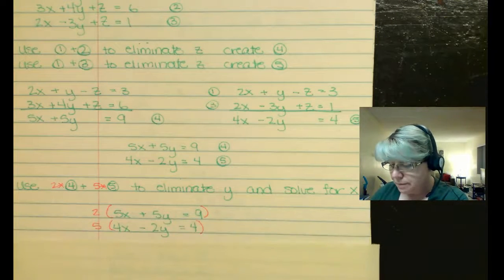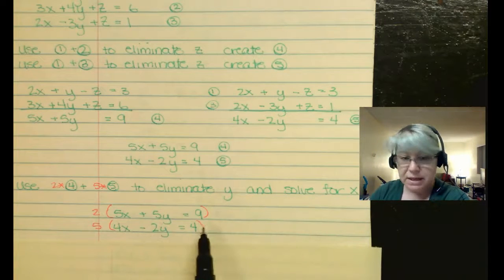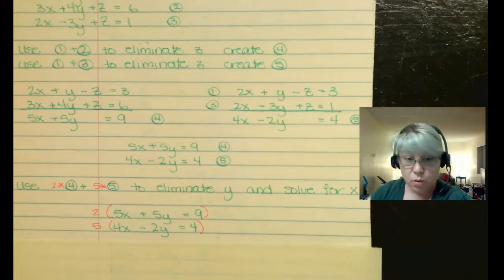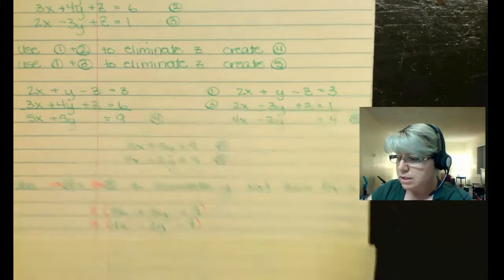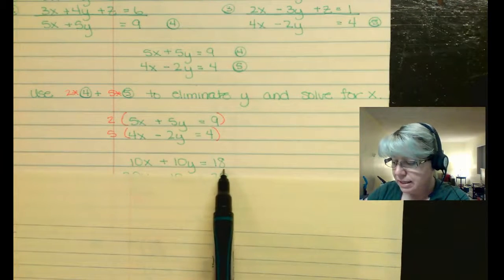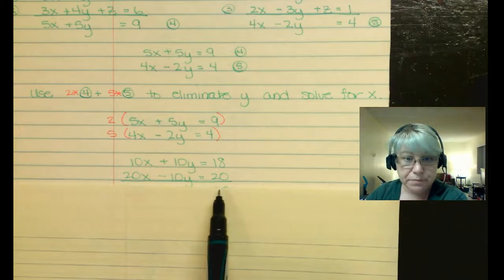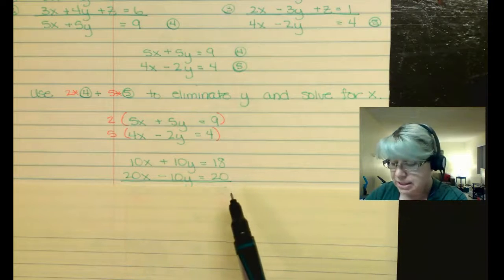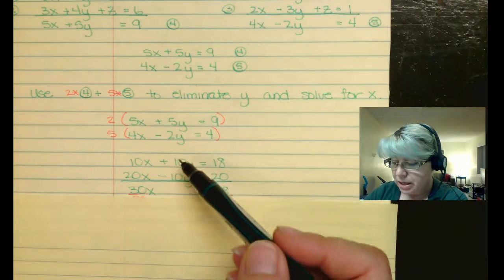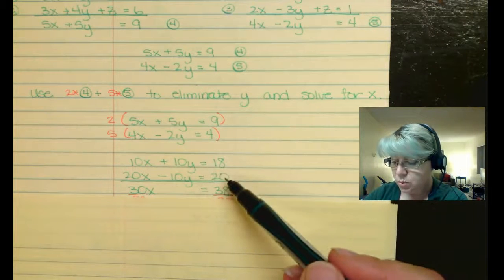So let's do that. All right, 2 times 5x plus 5y equals 9, and 5 times 4x minus 2y equals 4. My result will be 10x plus 10y equals 18, and 20x minus 10y equals 20. Let's add the two equations together. 10x plus 20x is 30x. 10y minus 10y is 0y's. 18 plus 20 is 38.